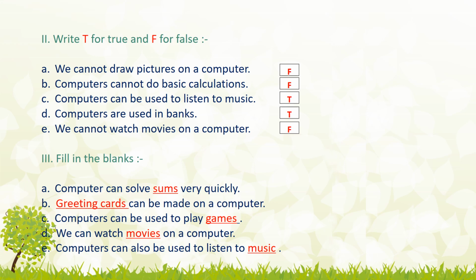Third exercise, fill in the blanks. First, a computer can solve dash very quickly. The answer is sums. Second, dash can be made on a computer. The answer is greeting cards. Third, computers can be used to play dash. The answer is games. Fourth, we can watch dash on a computer. The answer is movies. And last, computers can also be used to listen to dash. The answer is music.